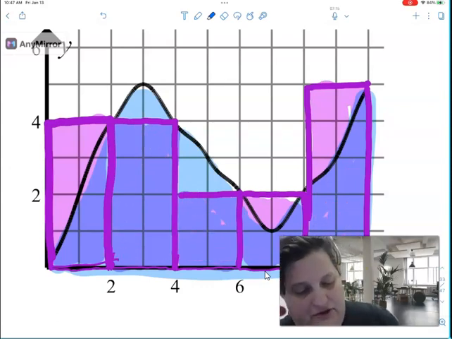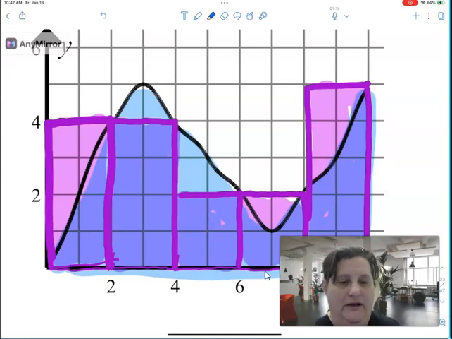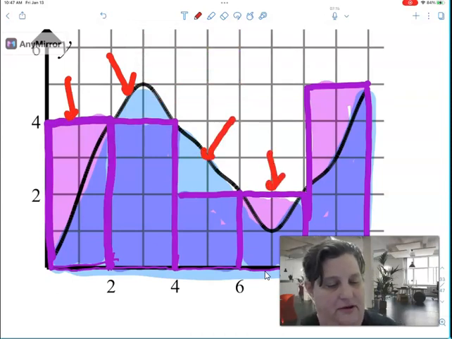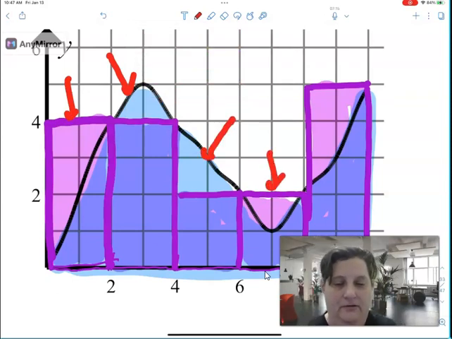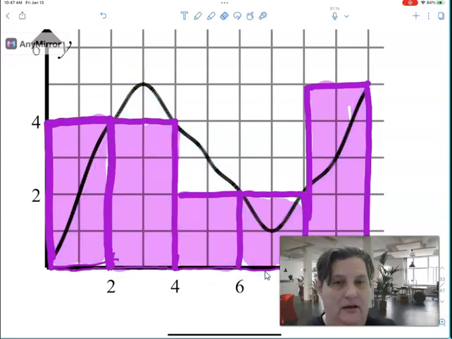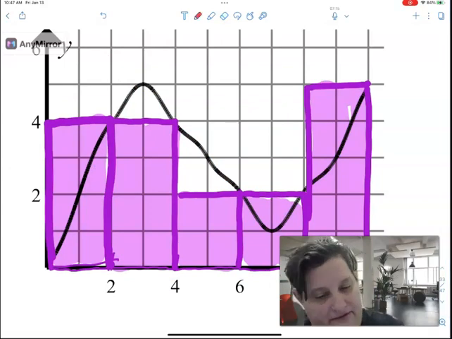If I asked which of those has more area, it's kind of interesting, because you've got a little bit up here, which is maybe canceling out that, and a little bit here, which is maybe canceling out that. That is called a right-hand sum. Now let's say I'm going to do a left-hand sum.